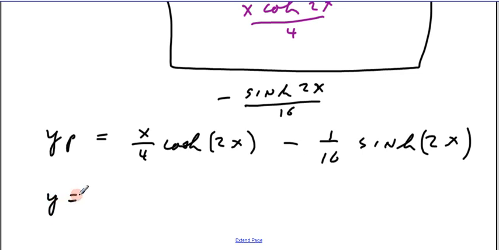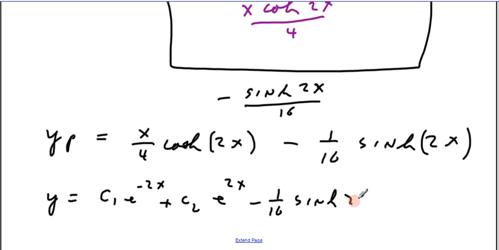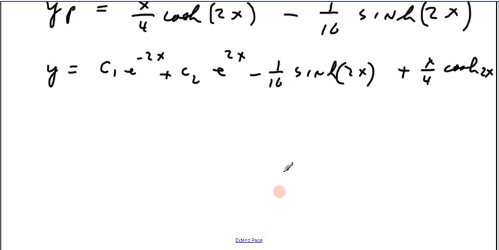And my final answer, y is going to be c1 e to the minus 2x plus c2 e to the 2x minus 1 over 16 hyperbolic sine 2x plus x over 4 hyperbolic cosine. Oh, that was bad. Hyperbolic cosine 2x, and that checks my backup book.